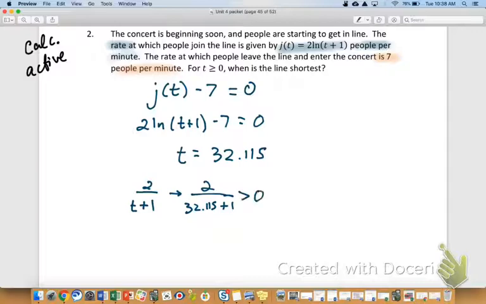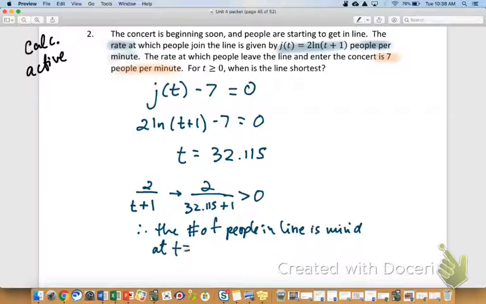So because that number is positive, what judgment can I make about the length of the line at that time? There's a relative minimum. So yeah, the line length would be concave up, and the line length actually would be minimized, right? So we can say the number of people in line is minimized at t equals 32.115. So first derivative test would have worked fine. Second derivative test obviously worked fine as well. Really, unless you're otherwise directed, it's totally your choice.